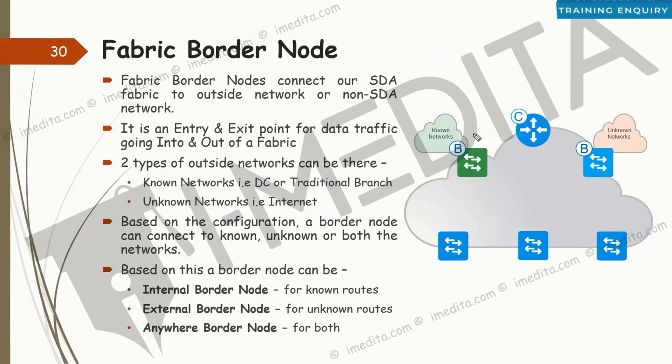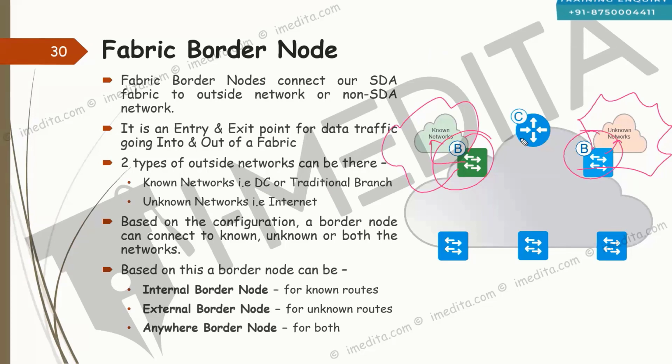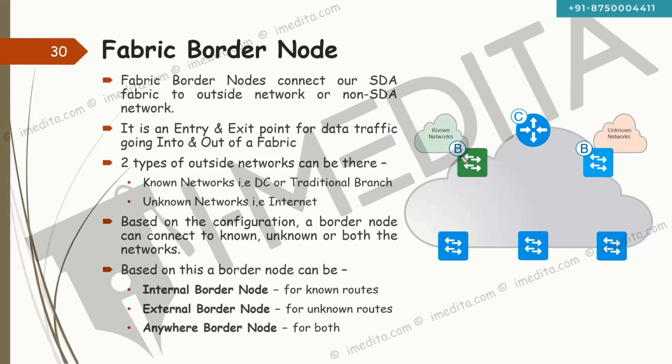Now, how are we going to connect to these known and unknown destinations outside our SDA? How have we configured our border node to connect to these external known and unknown destinations? Based on that, this device can connect to only known destinations, only unknown destinations, or both. Reachability is completely on us. How have we made the reachability?